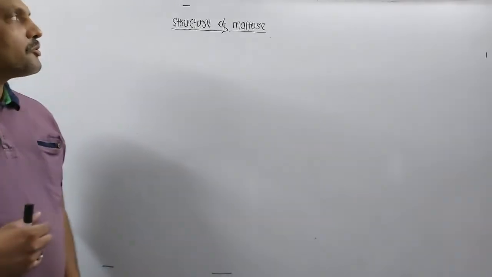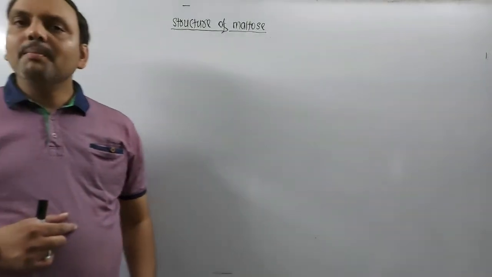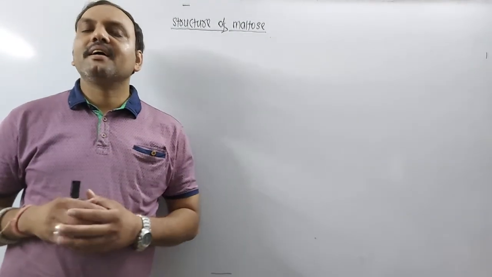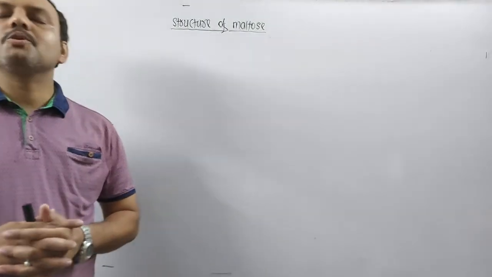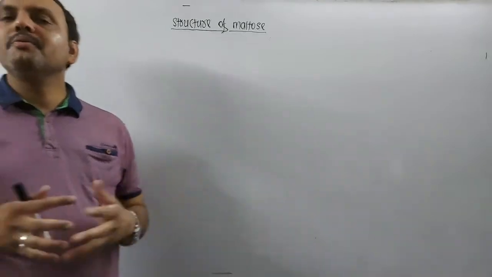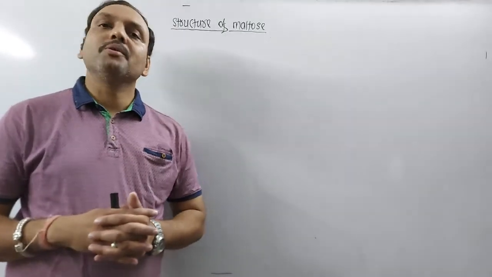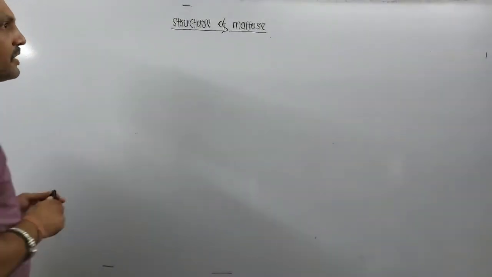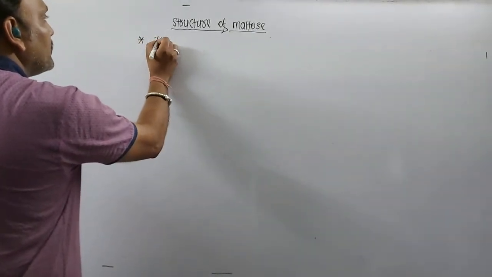Hello students, today we are going to discuss the structure of maltose. Remember, maltose is a disaccharide which on hydrolysis gives 2 moles of glucose. If you hydrolyze 1 mole of maltose, then 2 moles of glucose can be obtained. That's why it is a disaccharide.